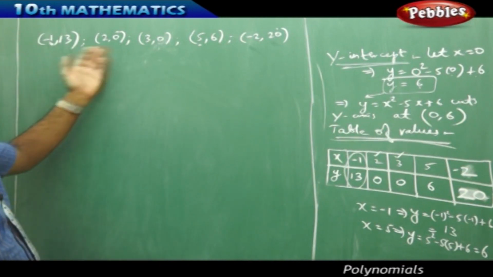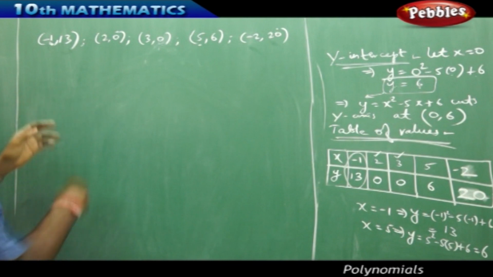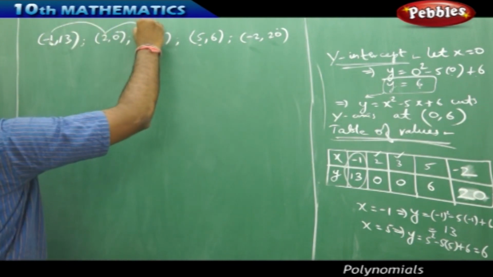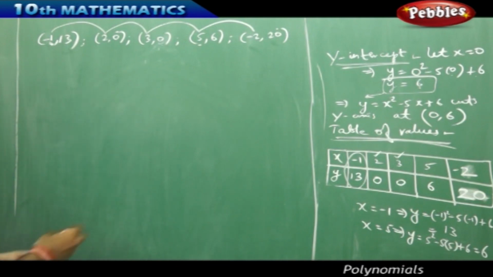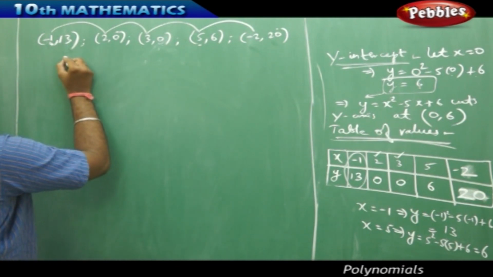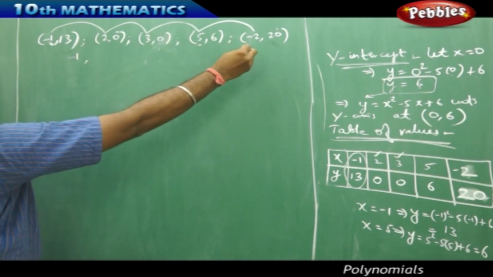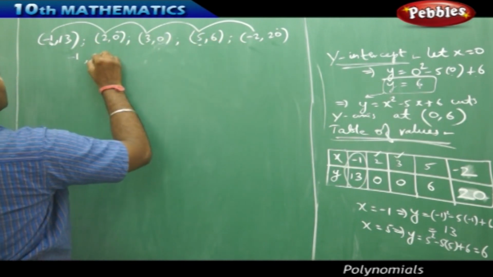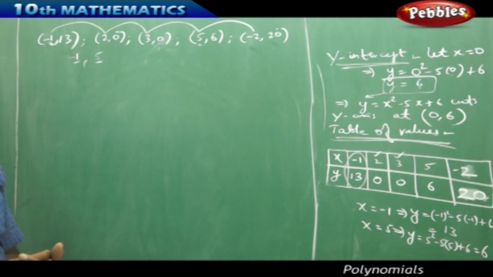Now, as I find with the 5 coordinates here as obtained from the table, when I take all the x coordinates, I clearly see that the lowest is -1 and the highest is 5. So this is the lowest and this is the highest in the x coordinate.